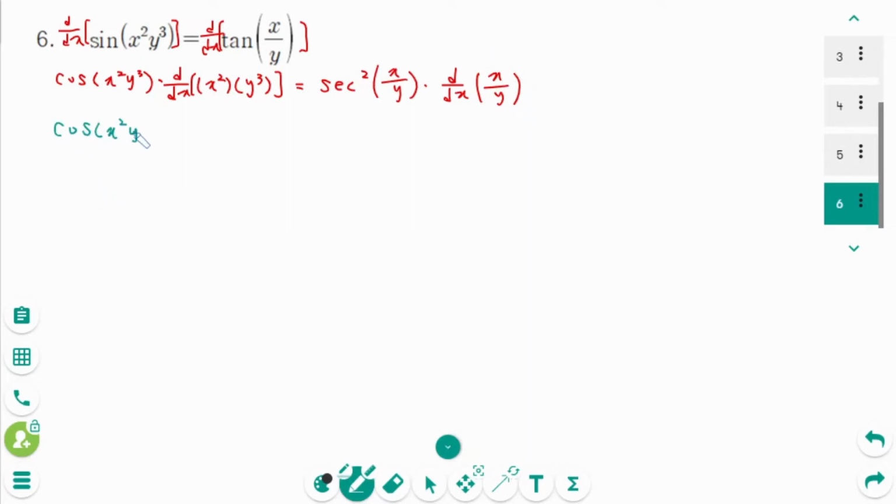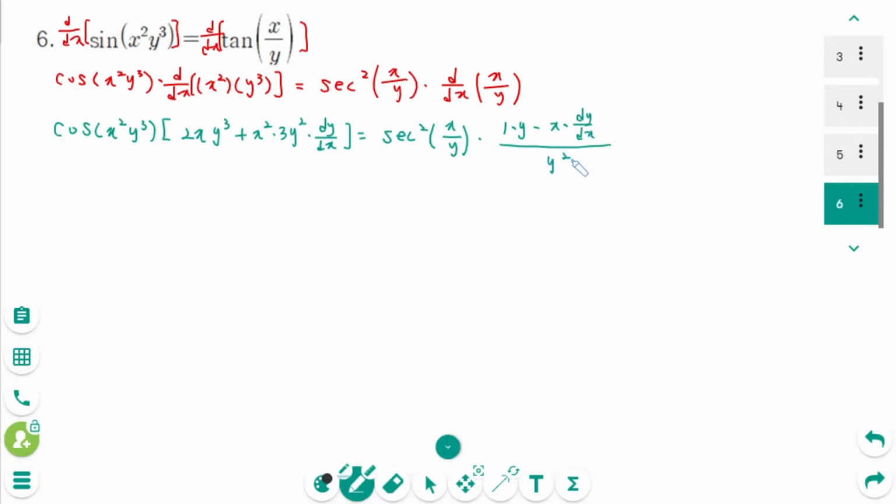Cosine x squared y cubed times, using the product rule, 2x times y cubed plus x squared times d/dx of y cubed means 3y squared times dy/dx, equals secant squared x over y times, using the quotient rule, d/dx of x means 1 times y minus x times dy/dx over y squared.